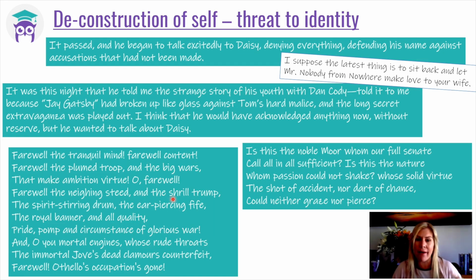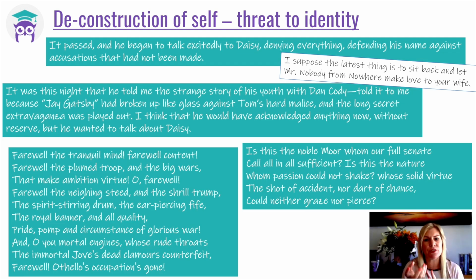Much later on in the play, after he has struck Desdemona and been, again, irrational, impulsive, erratic, Lodovico turns to Iago and says, "Is this the noble Moor whom our full Senate call all in all sufficient? Is this the nature whom passion could not shake, whose solid virtue the shot of accident nor dart of chance could neither graze nor pierce?"